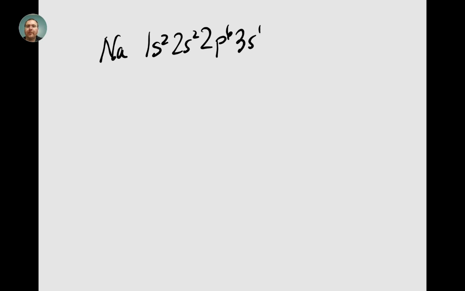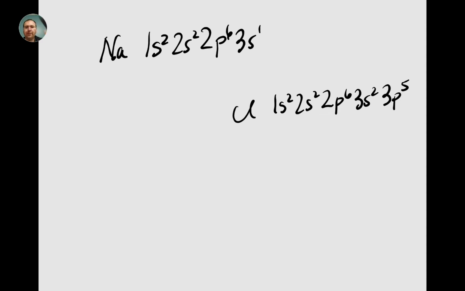So let's pretend that sodium's a metal, and it is. It's an alkali metal. On the periodic table, we would go 1s2, 2s2, 2p6, and then 3s1. For chlorine, we would go the same distance, but a little bit further. 1s2, 2s2, 2p6, 3s2, and then 3p5.